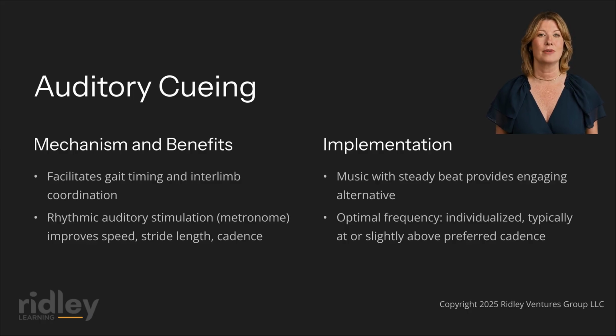Music with a steady beat matched to desired cadence provides an engaging alternative that may enhance adherence and enjoyment. Walking training combined with auditory cueing improves gait speed by 0.09 meters per second more than walking training alone, though confidence intervals span clinically trivial to worthwhile effects. The optimal cueing frequency should be individualized, typically set at or slightly above the patient's preferred walking cadence to facilitate improved gait speed.